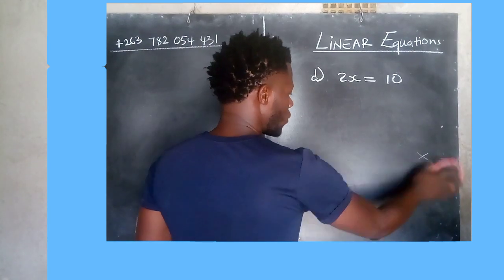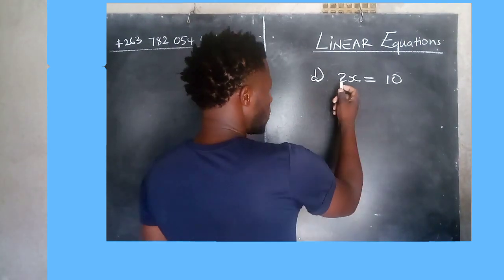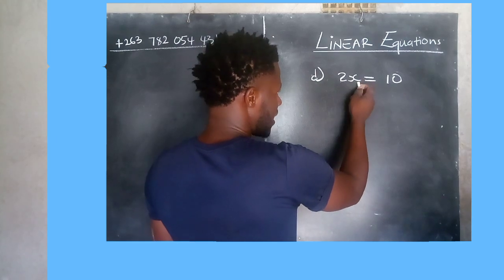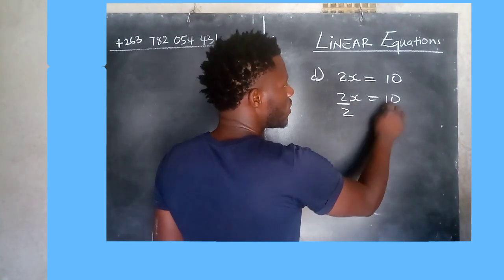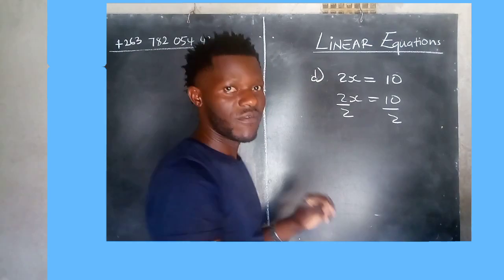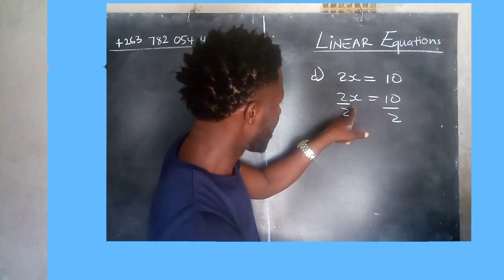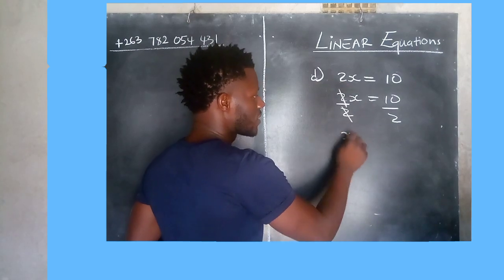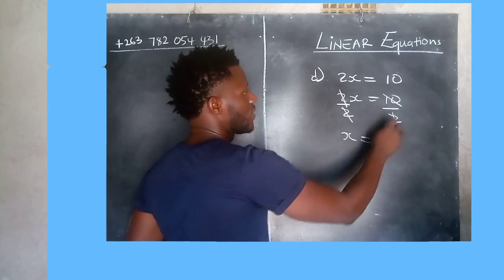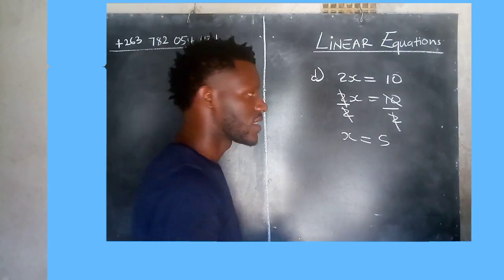So instead of grouping, in this case, when you want to separate 2x, 2 and x, you use division like this. Divided by 2, divided by 2. We divide by the coefficient, not by x, but by the coefficient, so that 2 will cancel, leaving x being 2 into 10, that's 5. As simple as that, guys.